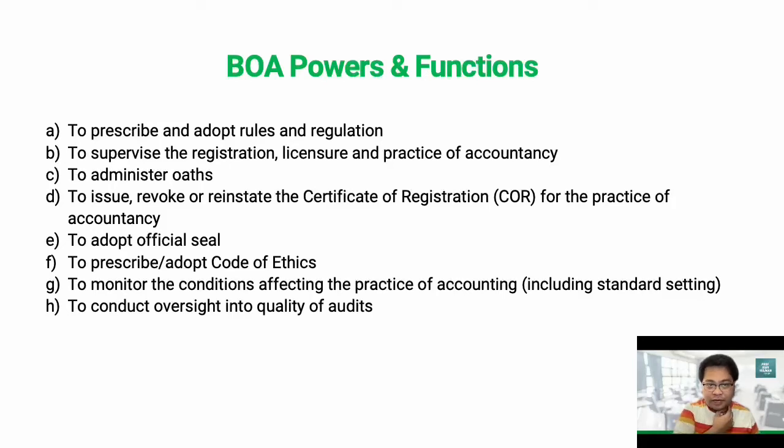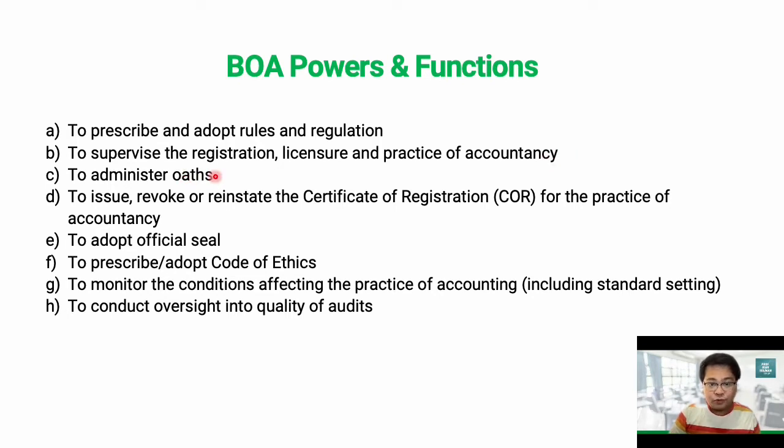So here are the powers and functions of BOA. Our Board of Accountancy has a broad range of powers and functions, basically to implement the provisions of our law, RA 9298. One is to prescribe and adopt rules and regulations, that is our IRR, the implementing rules and regulations. To supervise the registration, licensure, and practice of accountancy.